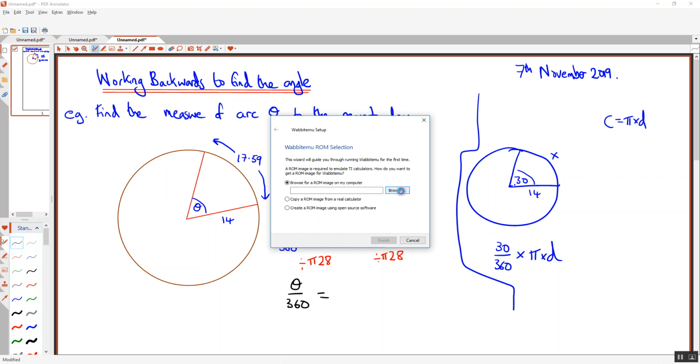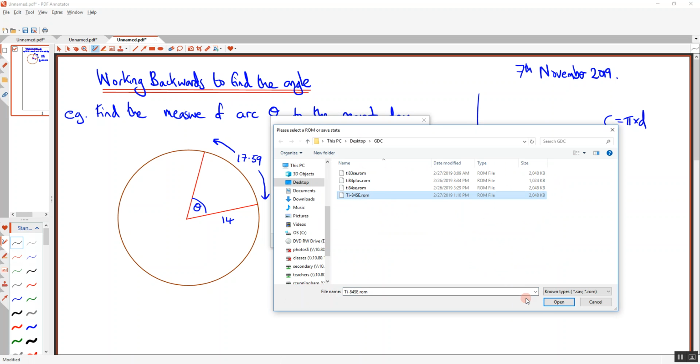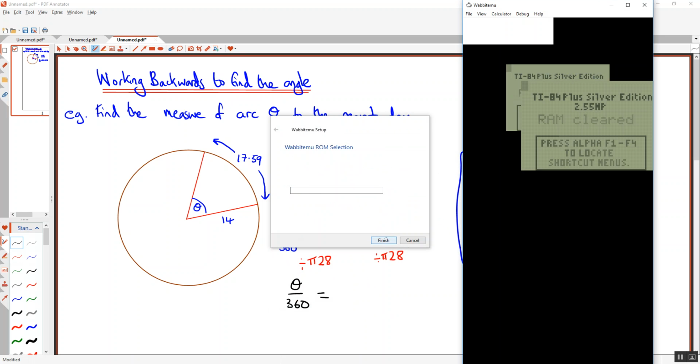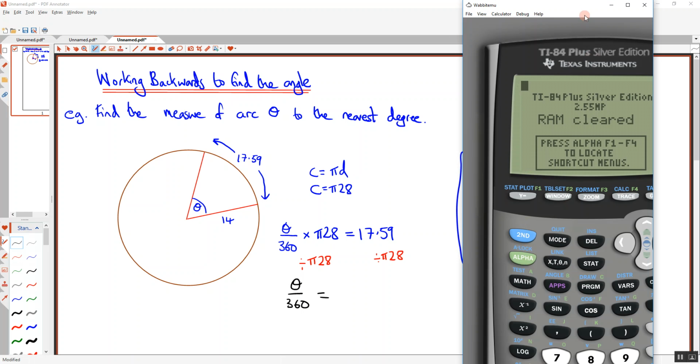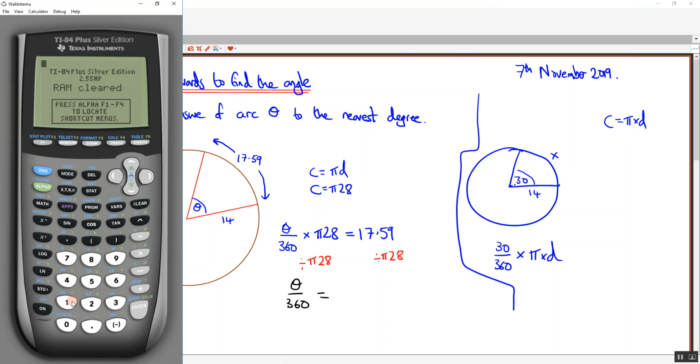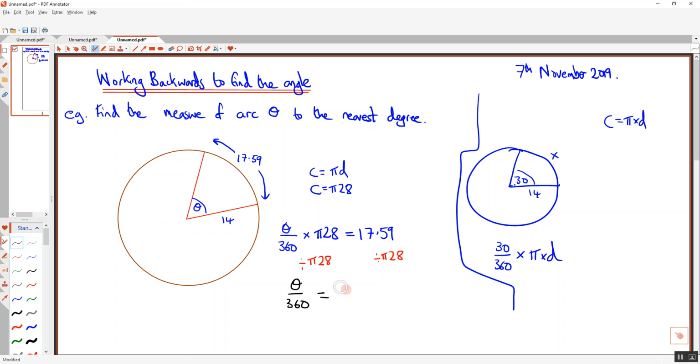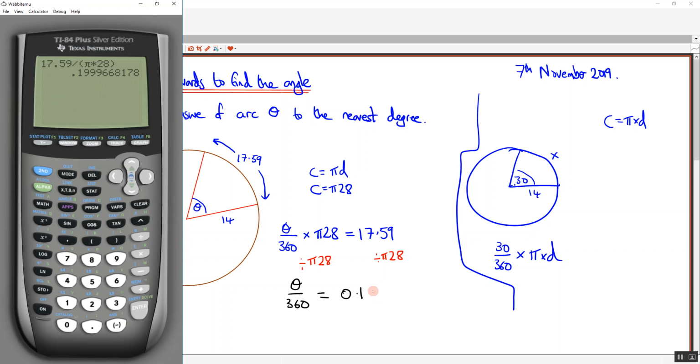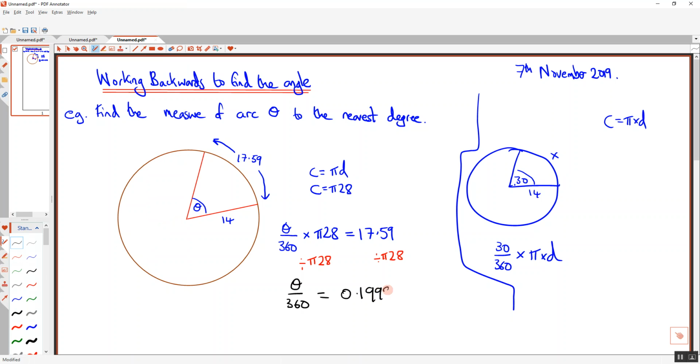I just need to load this up. So I have 17.59 divided by, and I'm going to put pi times 28. So that gives me 0.1999668. Alright, so we're almost there.